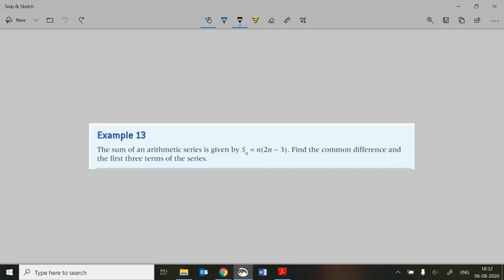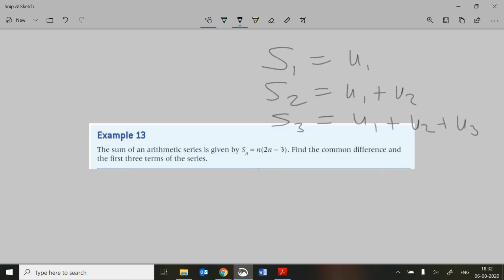Well, remember that S1 is just the sum of your first 1 terms. S2 is going to be the first term and the second. You can call that A if you want. I've just called it A2 here. And S3 is equal to U1 plus U2 plus U3.